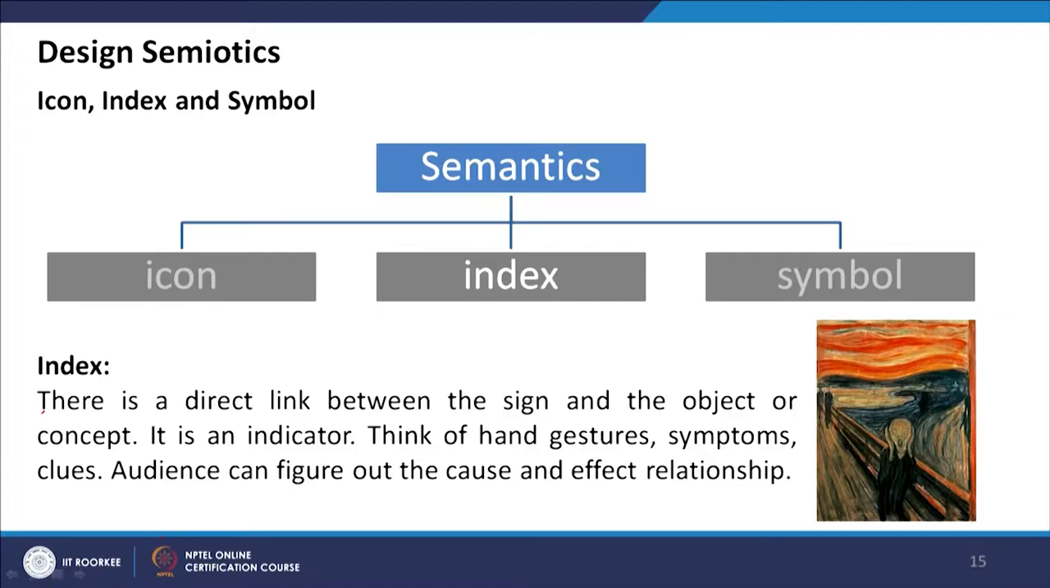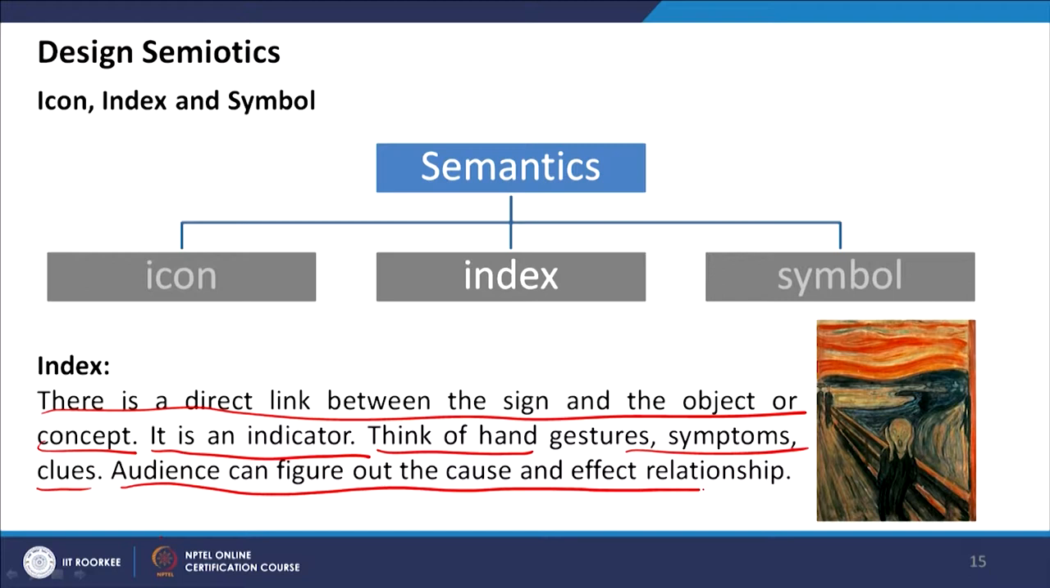And the next thing is the index. Index is a slightly more abstract form of representation. There is a direct link between the sign and the object or concept. It is an indicator, and it can be a hand gesture, symptoms, clues. The audience can figure out the cause and effect of the relationship. These are not so direct. Indexes are a little more indirect than icons, but more direct than symbols. So these can be gestures, symptoms and clues which give a clue of the relationship.